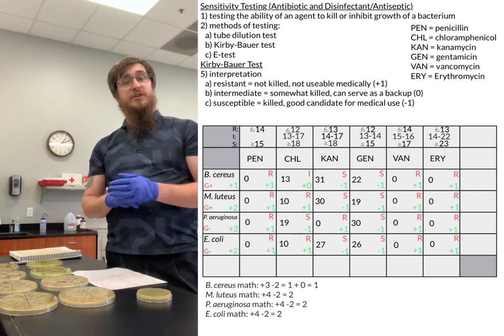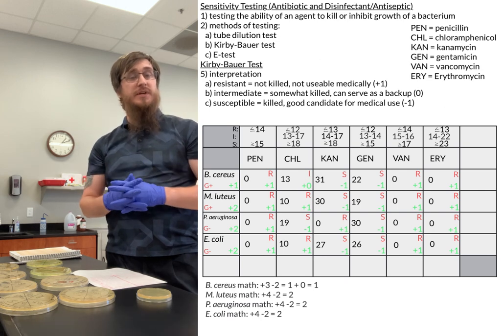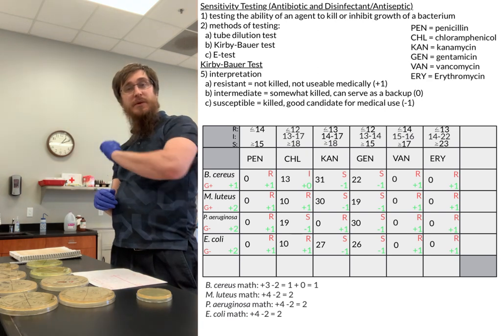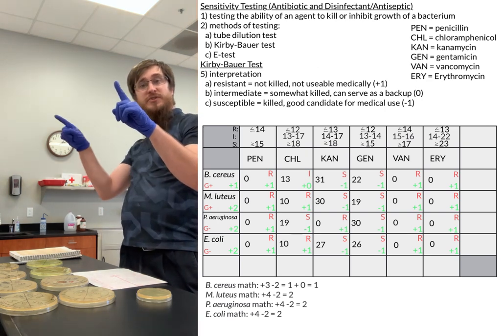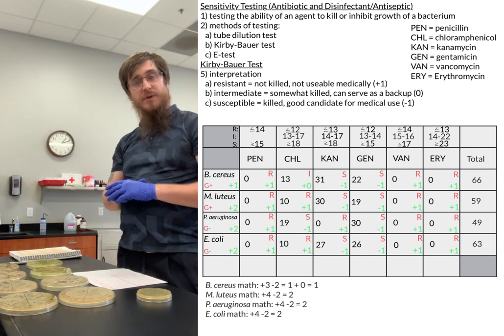The next way that we can do it is based off of the zones of inhibition and how much our different organisms were inhibited. So what we're going to do now is go across with my Bacillus cereus and add up all the numbers that I have to get a total score. Then I'm going to do that for the other organisms as well.